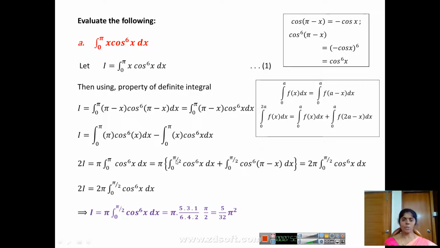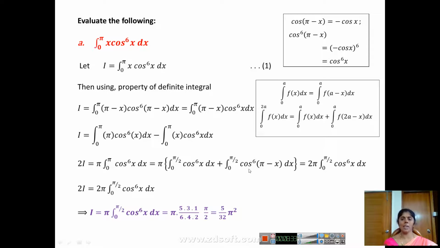Here 2a is pi, so a becomes pi by 2: the integral from 0 to pi by 2 of cos to the power 6 of x dx plus the integral from 0 to pi by 2 of cos to the power 6 of (pi minus x) dx. Here we have cos to the power 6 of (pi minus x), which again is nothing but cos to the power 6 of x. So here we have cos to the power 6 of x dx, and here also we have cos to the power 6 x dx.